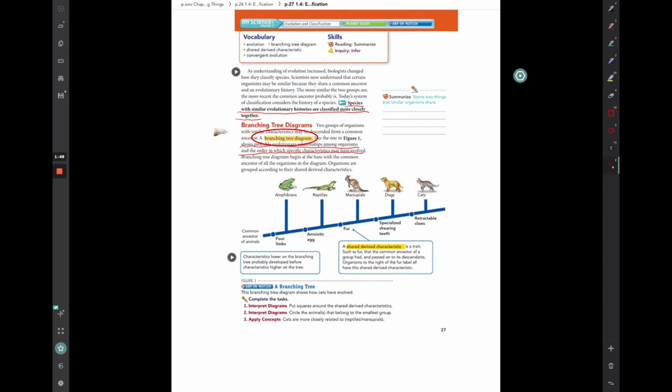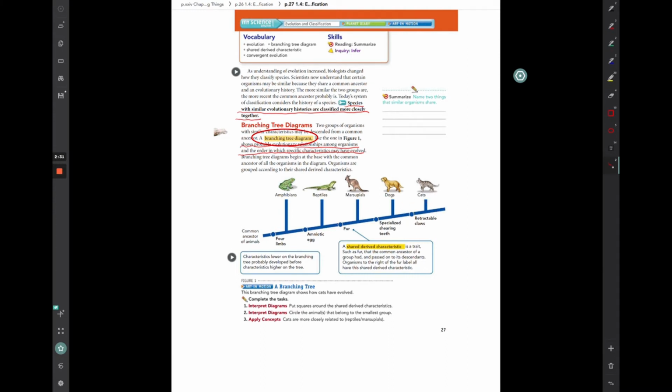This is just one branch of this. There would be many branches coming off of this and going in different directions, but it's basically just saying that if there was a common ancestor that had 4 limbs, at some point, some of those organisms might have developed an amniotic egg over time. And then some of those might have branched off to a group that had fur. Some of those then may have branched off into a group that had specialized teeth for shearing or tearing apart foods. And then some of those may have branched off into a group that had retractable claws.